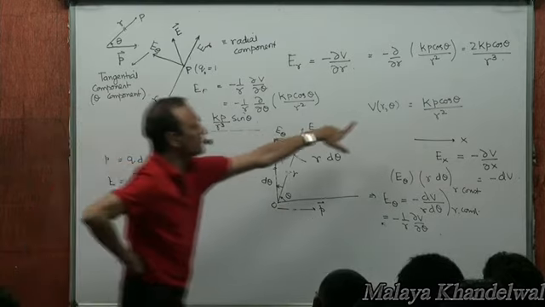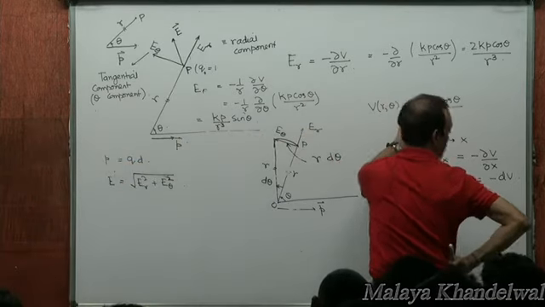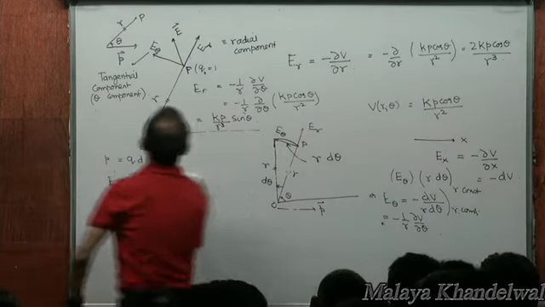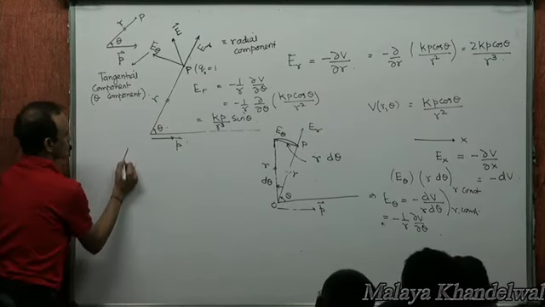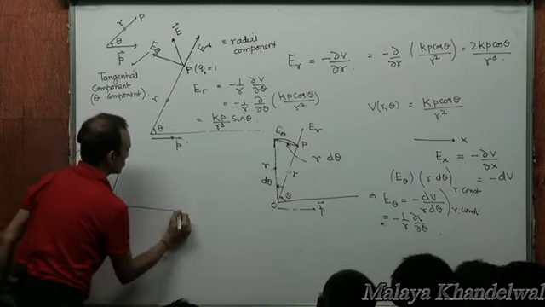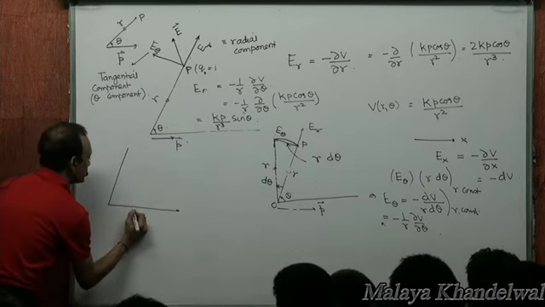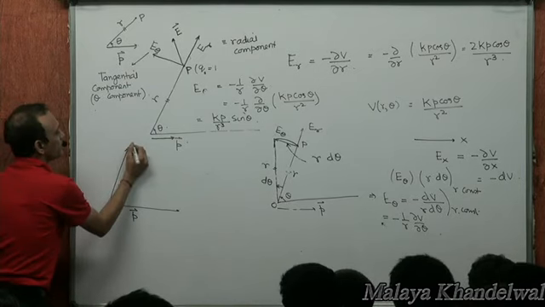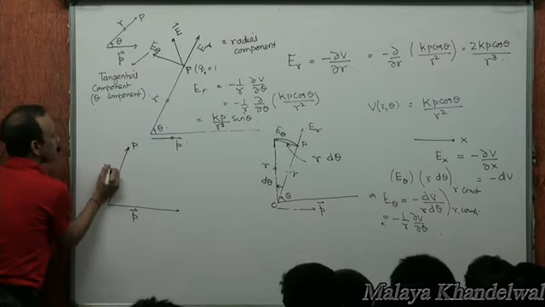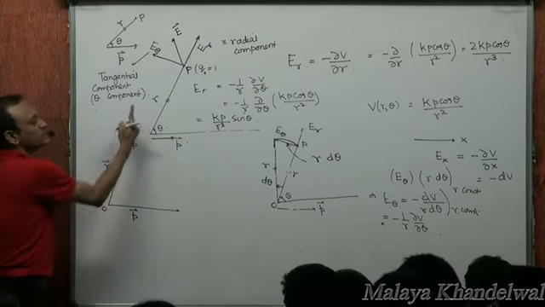Now, there is another way one could express this. Let me tell you that also. See, this is the vector P, the dipole moment vector P. This point P, this vector is R. From O to P, this vector is R.